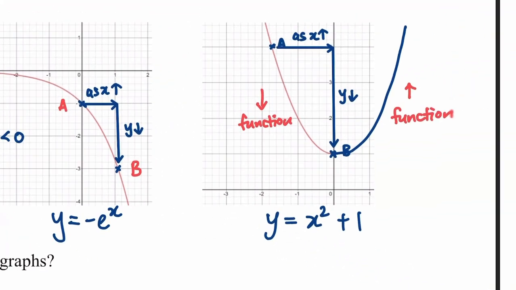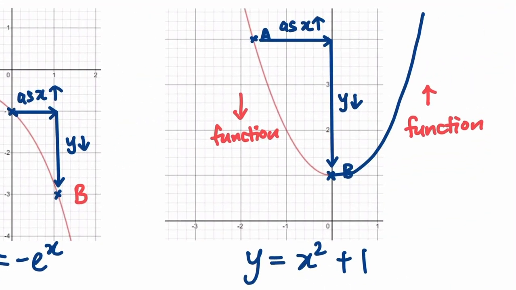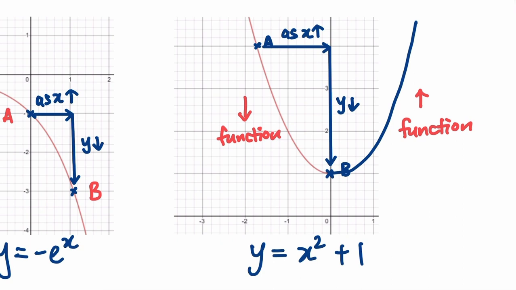Last but not least, this one is a more interesting example, because for y equals x squared plus 1, we know that for x less than 0, you can see this part of the graph. We use a yellow highlighter. We see that the graph looks like this, and for x greater than 0, the graph looks like this.